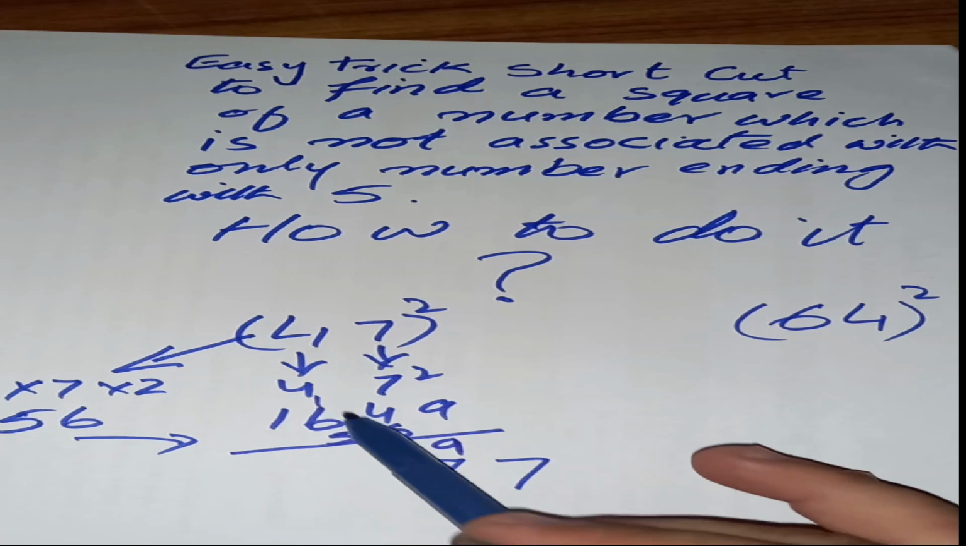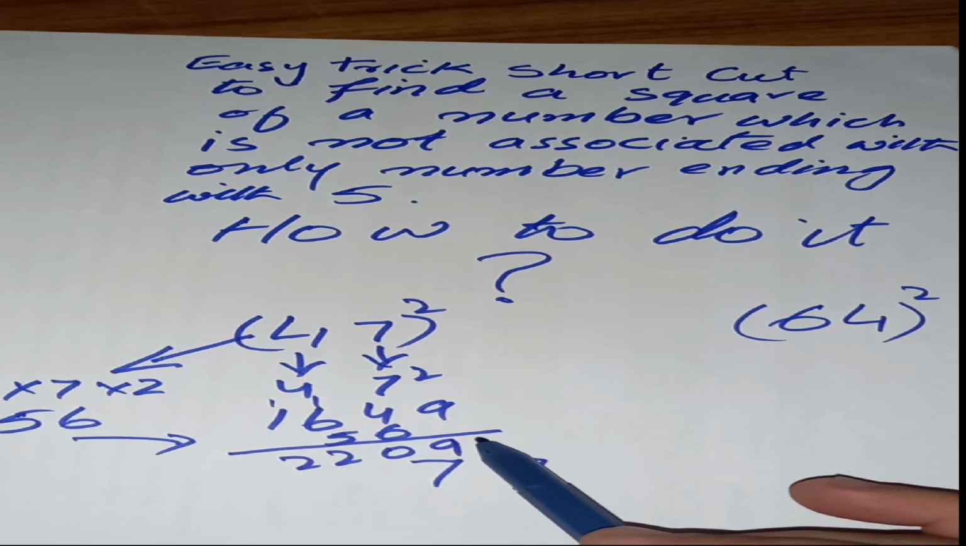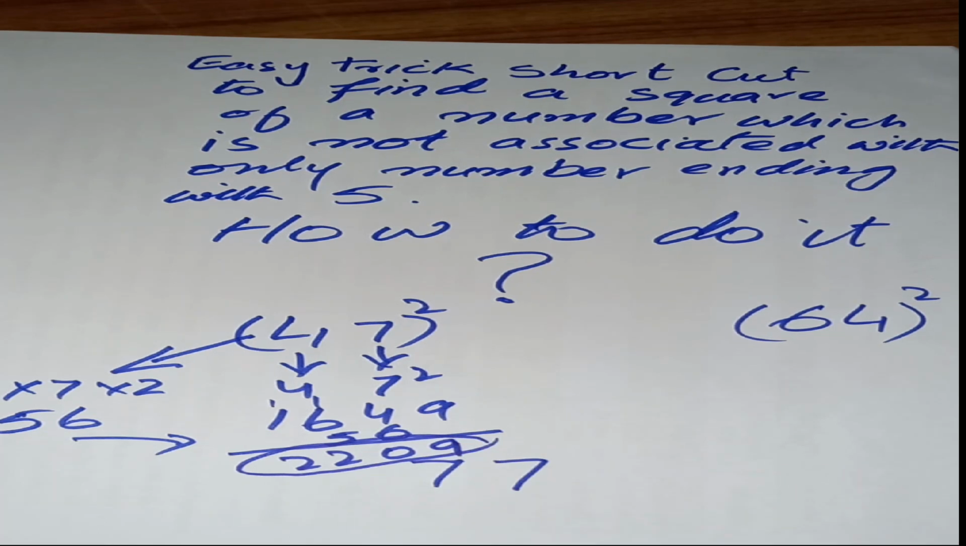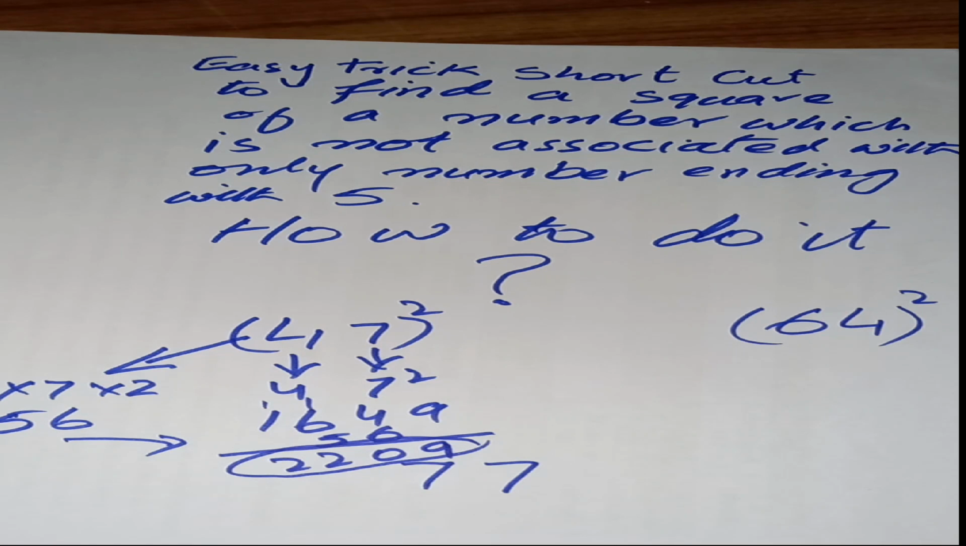9 plus 6 is 15... 6 plus 6, 2 sixes are 12, and 1 carry makes it 2. So 2209 is the square of 47.